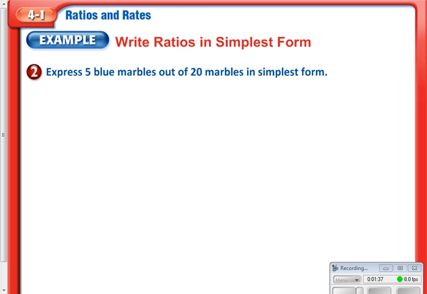Example 2, you have 5 blue marbles out of 20 marbles. Write that in simplest form. So again, we have 5 out of 20. Determine what can go into your numerator and denominator. In this case, both would be divisible by 5, and I'd wind up with 1/4 of the marbles are blue. Again, in simplest form.